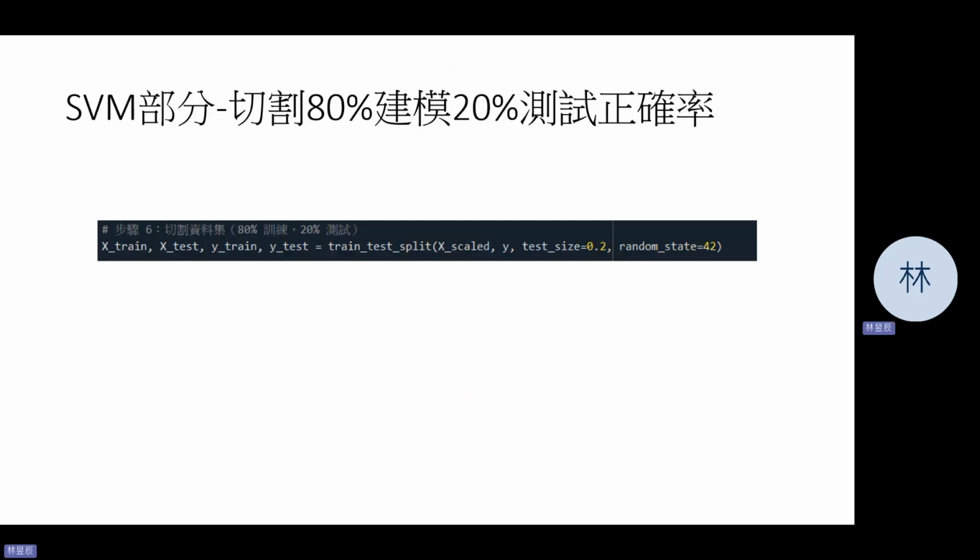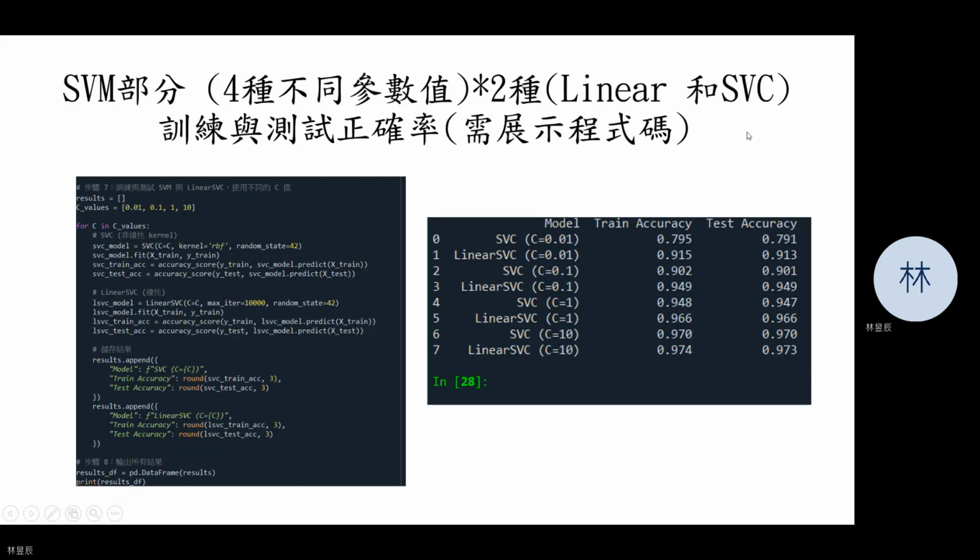And this is the SVM part, cutting 80% modeling, 20% test accuracy. And this is the SVM part. Okay, and the right picture shows SVC with different C numbers to output the train accuracy and the test accuracy.